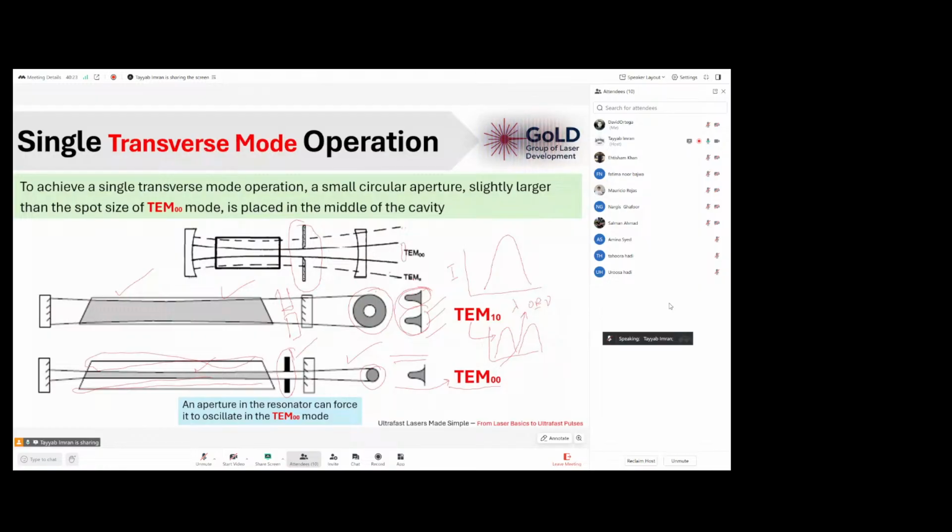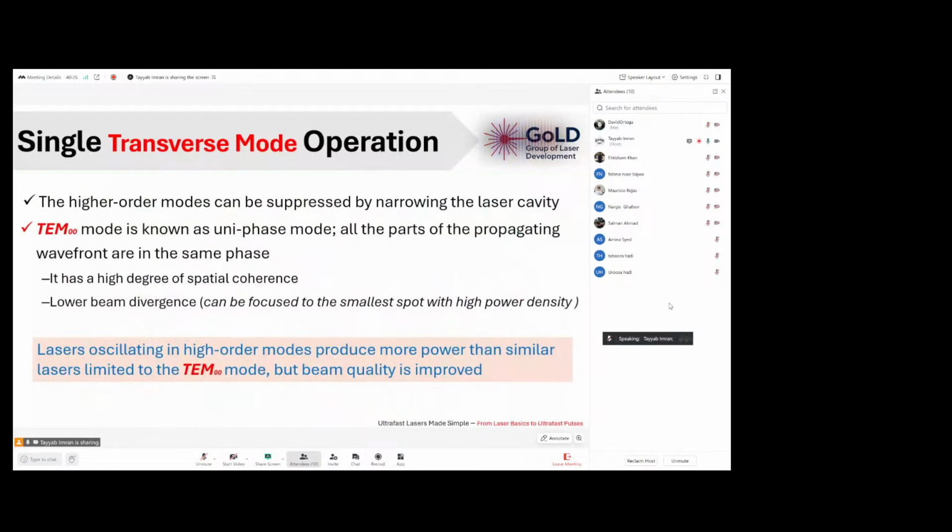Okay, so same thing which I mentioned here. The TEM00 mode is supposed to be what's called a uniphase mode. In this case, the spatial coherence is very high.